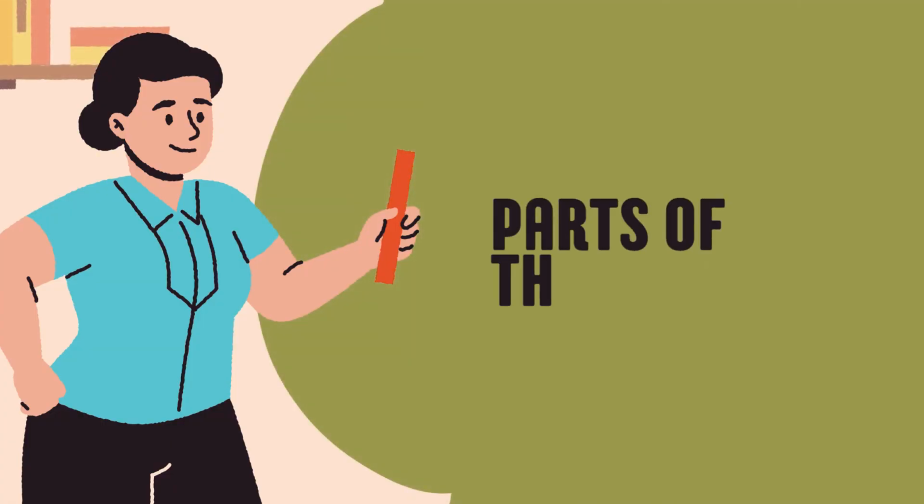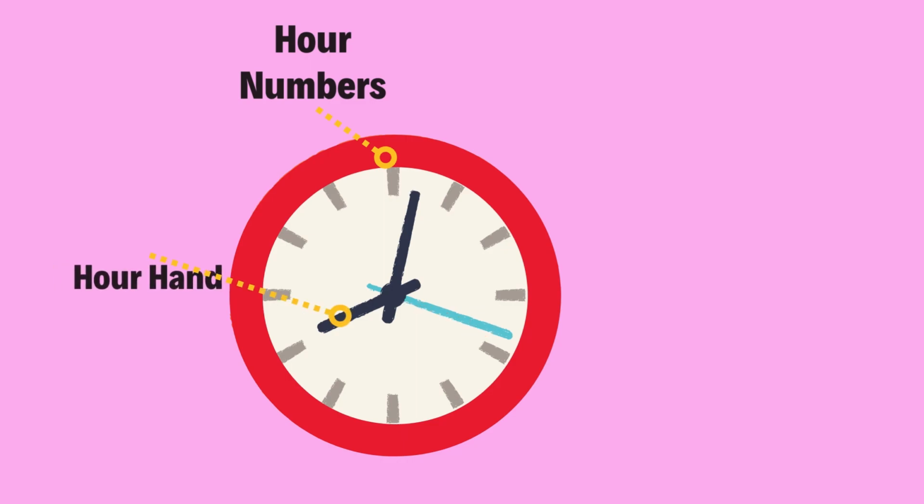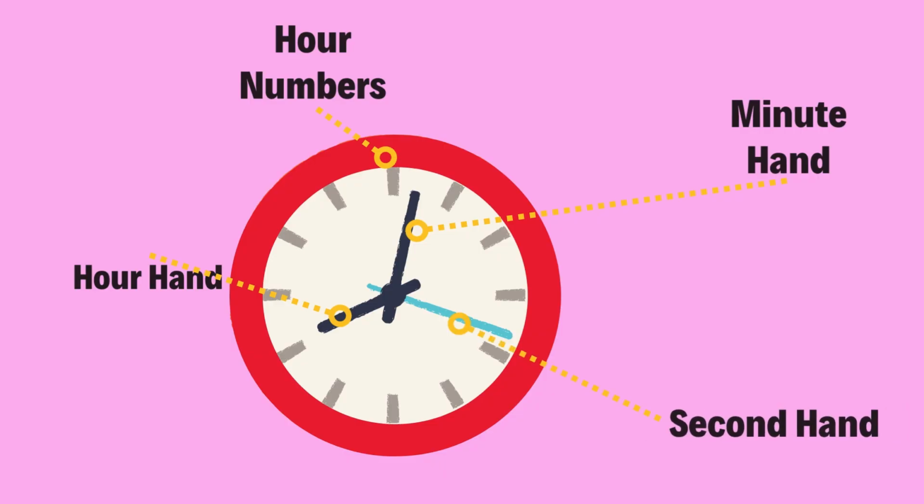First, we will see the parts of the clock. Come. Look at this big round clock. The gray lines indicate the hour numbers. This clock has three hands, a small one, a big one, and a blue one. Small hand is called the hour hand, and the big hand is called the minute hand. The blue one is the second hand.